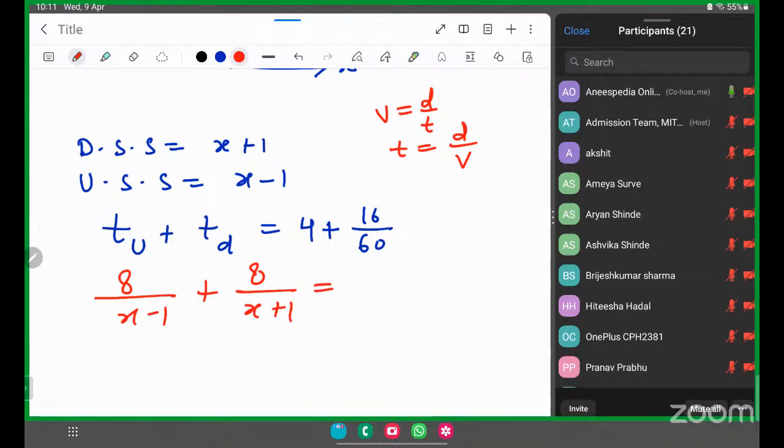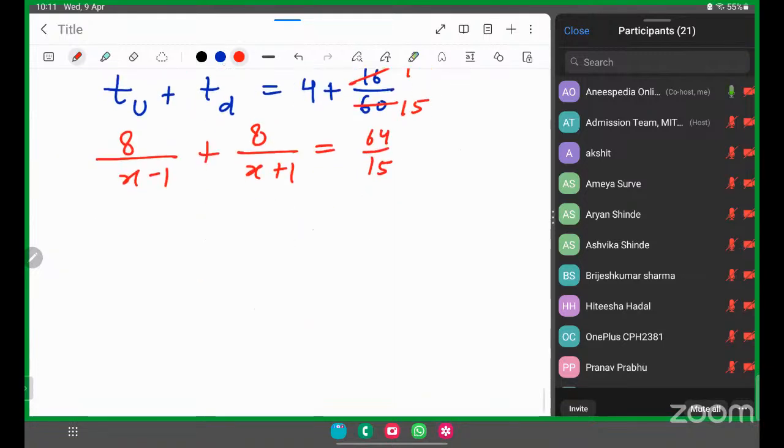So this will be equal to how much? 4 into 15, that is 64 by 15. Am I right? Yes or no? Cancel the factor of 8. This will be 1 upon x minus 1 plus 1 upon x plus 1, which is equal to 8 by 15.